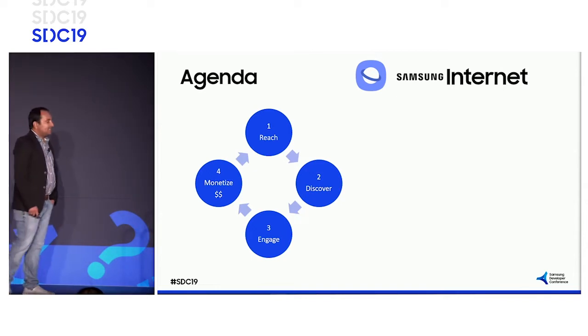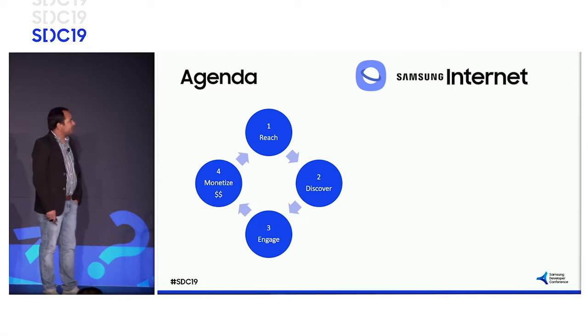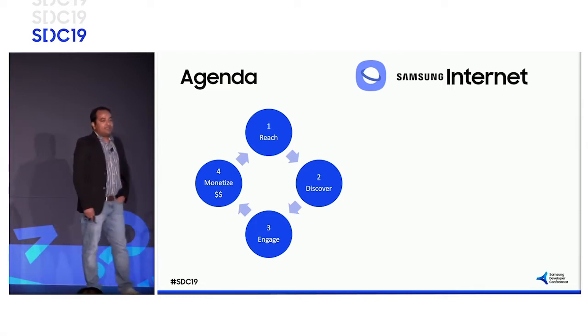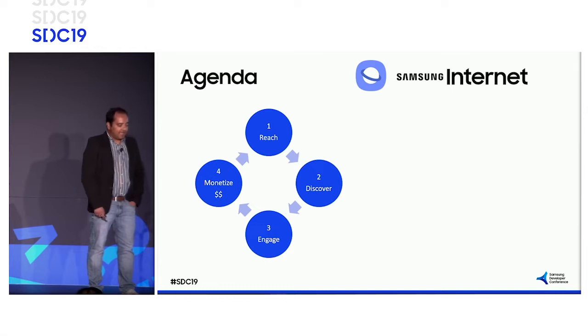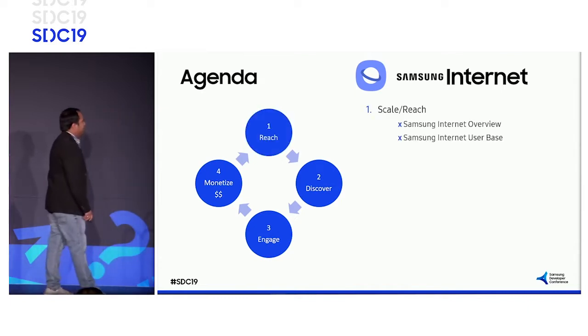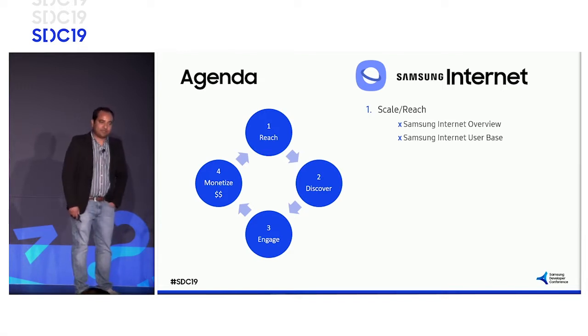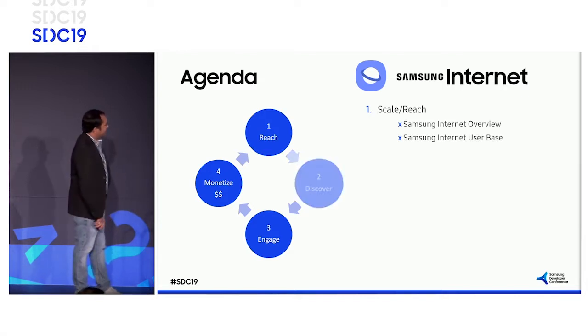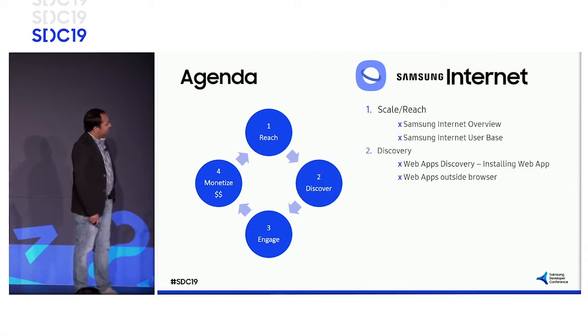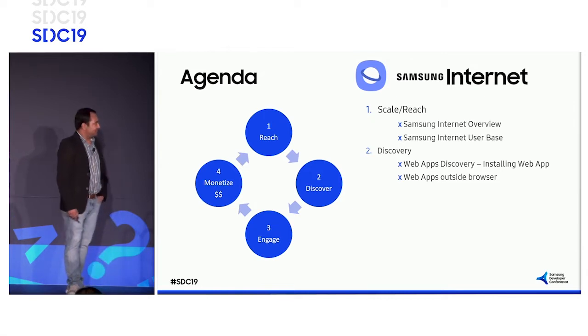For succeeding, any service would need these four things: a good reach, a platform with a lot of users, discoverability for their services, and engagement, and eventually with more and more engagement, the monetization is going to happen. We're going to talk a little bit about the scale Samsung Internet brings to the table. On discoverability, we have been doing a few things with Internet and as a Samsung ecosystem, and would like to introduce those to you today.